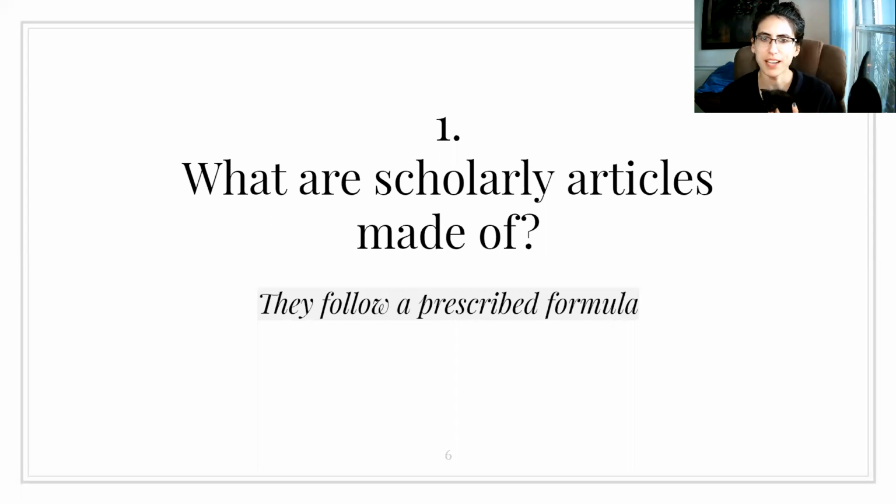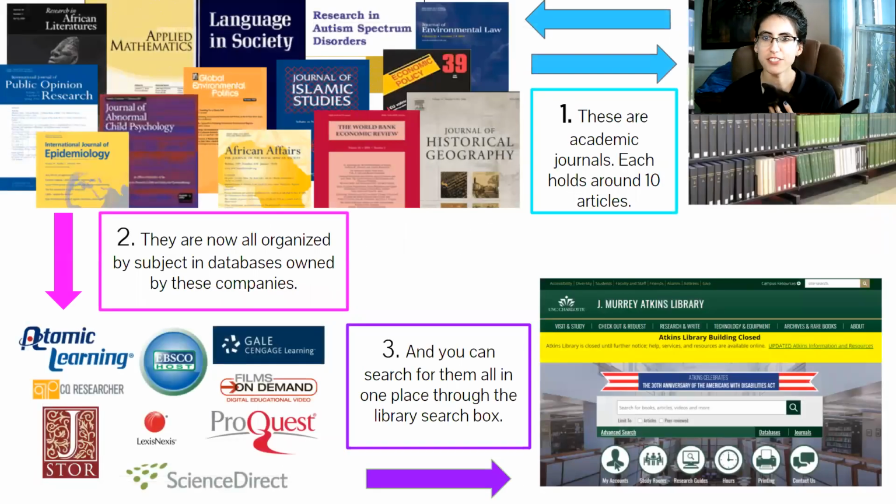So what are scholarly articles made of? They tend to follow a prescribed formula, and we're going to be talking about that. So first off, on the top right here, we have some pictures of journals. Academic articles are published in academic journals. These journals cover a wide range of topics you can see here on the up left. They talk about African literature, Islamic studies, historical geography, African affairs, epidemiology, environmental law. Basically, if there is something that exists on this planet, there are academics, often professors, who research it and they write up studies about it. These studies are published in the journals so that other academics can read that information.